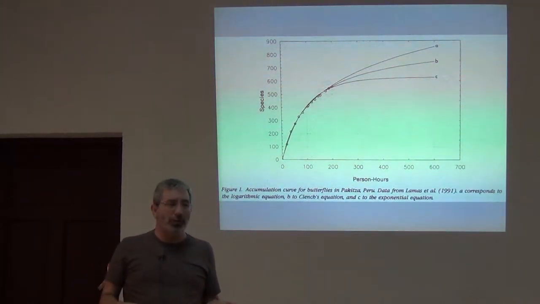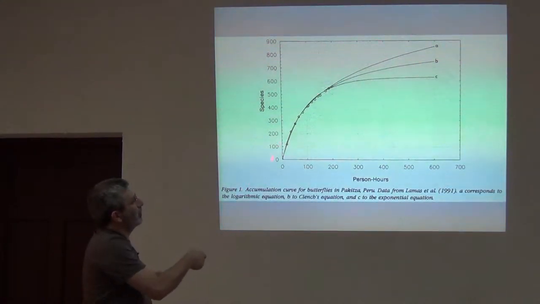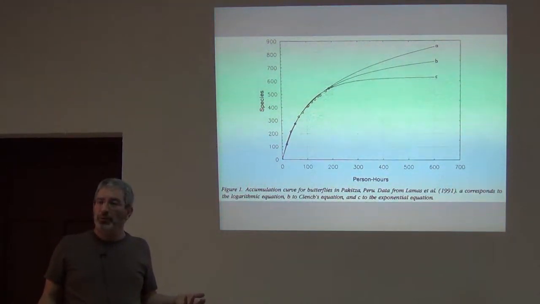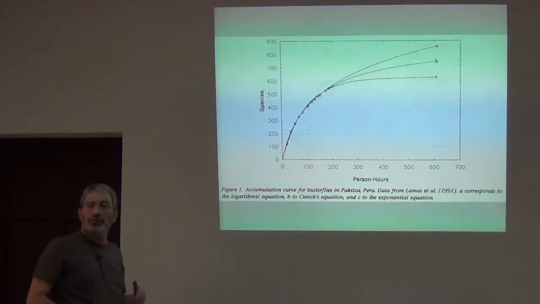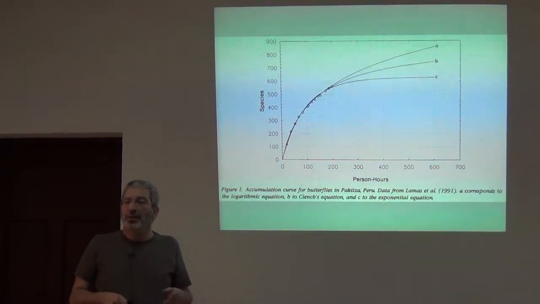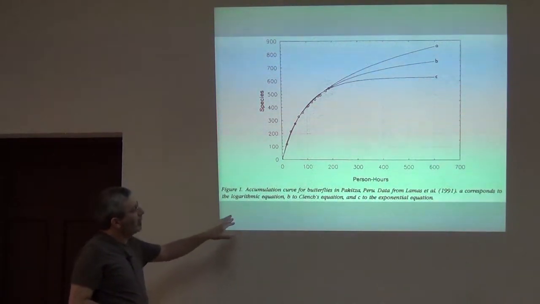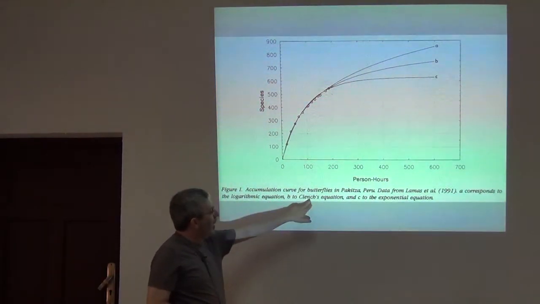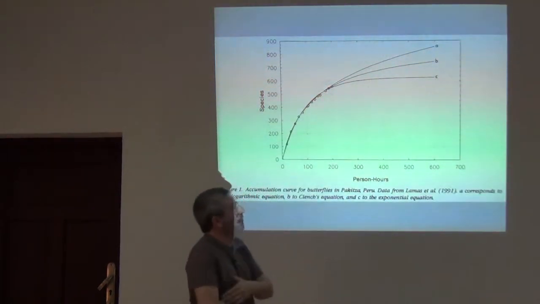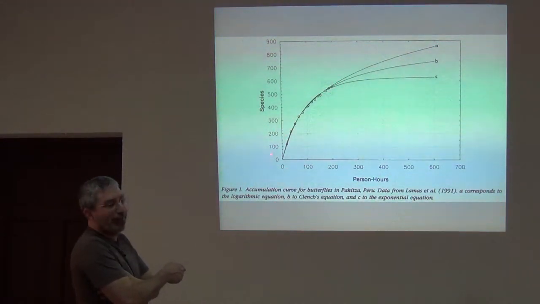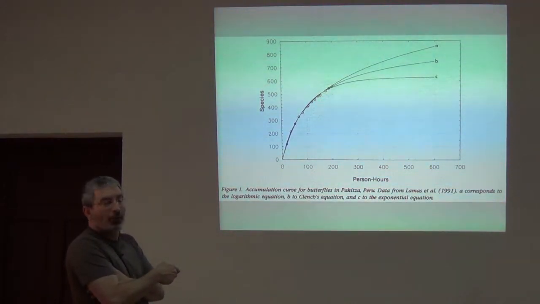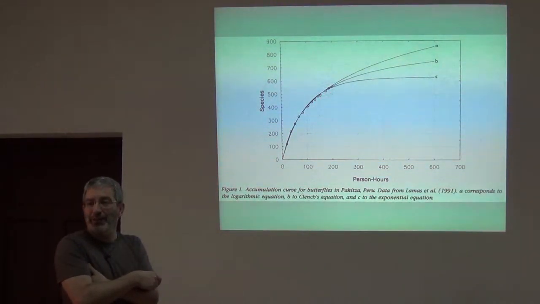Now, what Soberón and Llorente did was they said, well, that is a curve. So why don't we just fit some curves using nonlinear regression approaches? And so they did some explorations of conceptually what sorts of nonlinear relationships you should be using. And they decided to explore a logarithmic relationship, an equation called Clench's equation, and an exponential relationship. And so they fit these curves, and you can see that in the interval where there are data, they have a pretty close fit. There's a little bit of deviation here where those points are not falling on the regression lines.